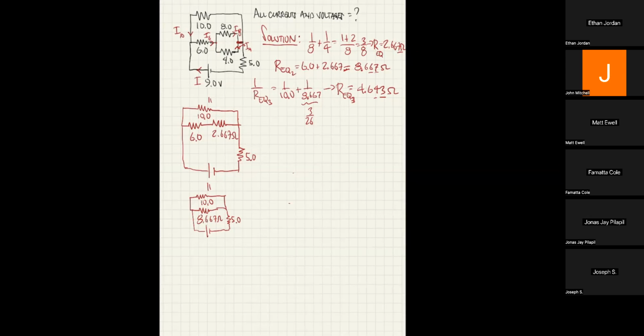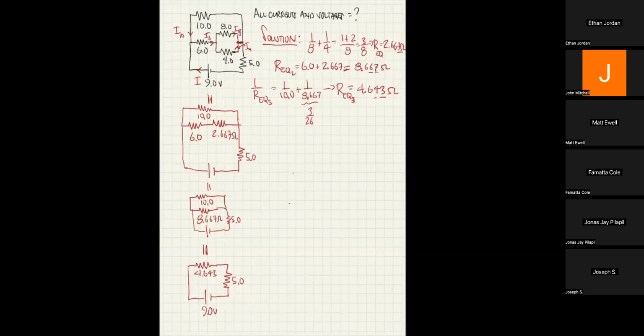Now we have a 10 and 8.667. They are clearly in parallel with each other. And we've now reduced them to a single resistor, and that single resistor has a value of 4.643. And notice I'm using these equals to just suggest that the circuits are equivalent. That's going to be in series with a 5.0 ohm resistor, and that's all going to be powered by a 9-volt battery.